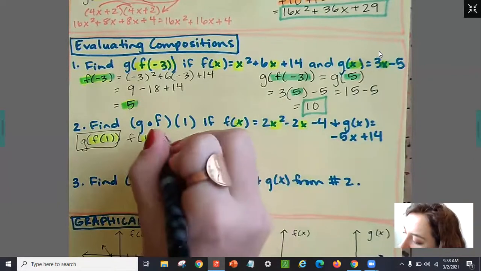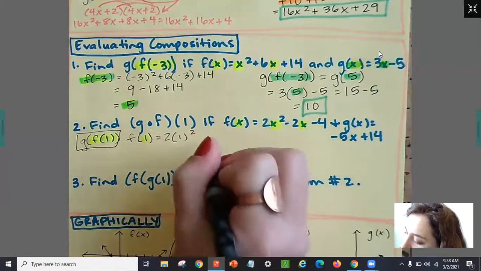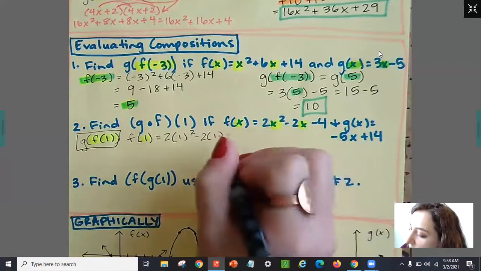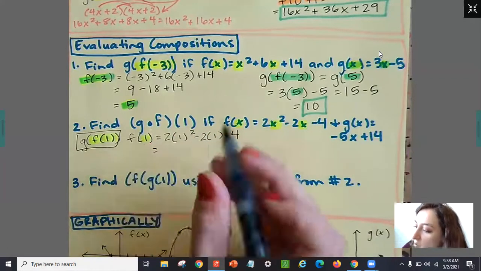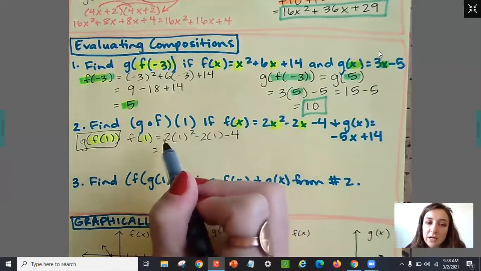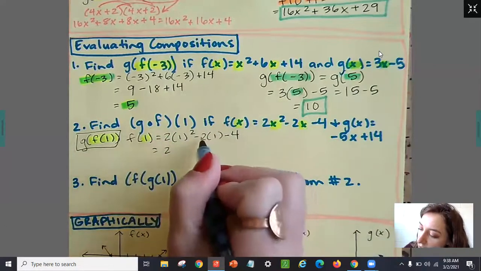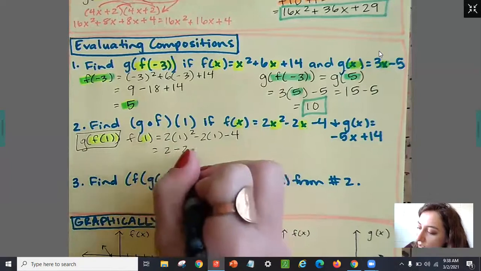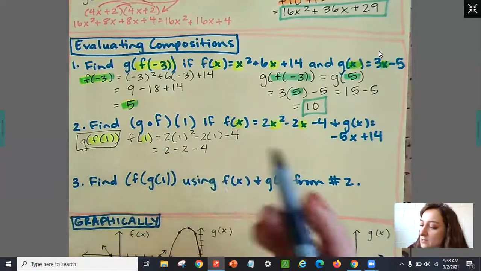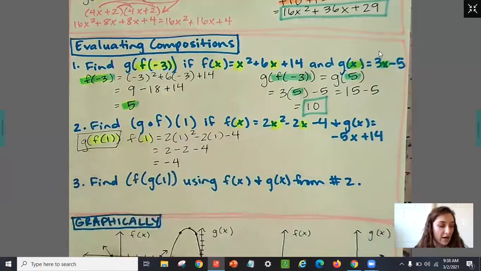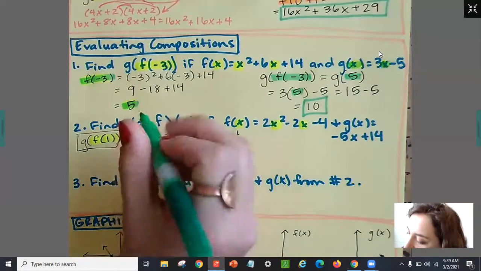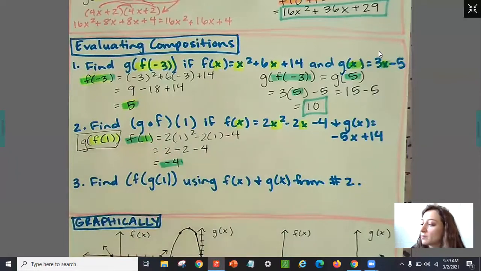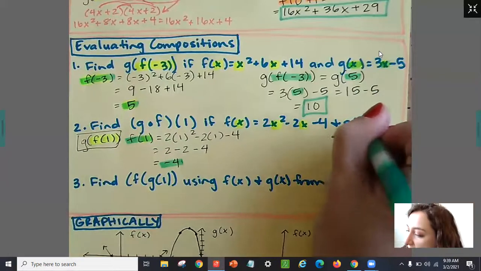All right, so it's going to be 2 times 1 squared minus 2 times 1, and then minus 4. 1 squared is 1, and 1 times 2 is 2, so we're going to have 2. -2 times 1 is -2, and then we're going to have minus 4. Notice these two things cancel out, so we will get -4 as our answer here. So f of 1 is -4. So now we're going to plug f of 1 in for x in g of x.